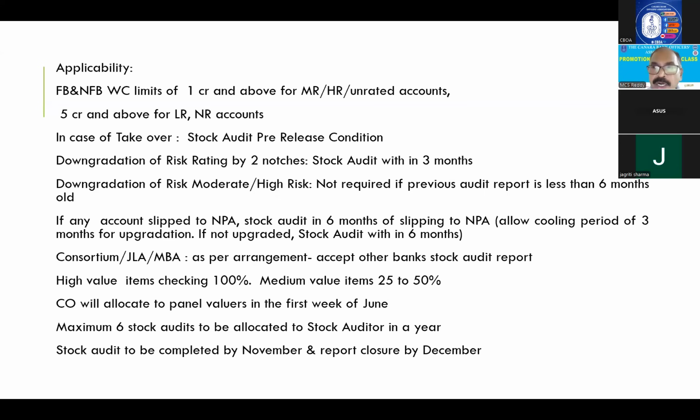High value items, the stock auditors, these chartered accountants, have to check 100%, and medium value items, 25 to 50%. CO will allocate stock audits, maximum 6 audits will be allocated to a stock auditor in a year. Actually, from June onwards, CO will plan. The entire exercise is to be completed by December. This is the time norms for stock audit.